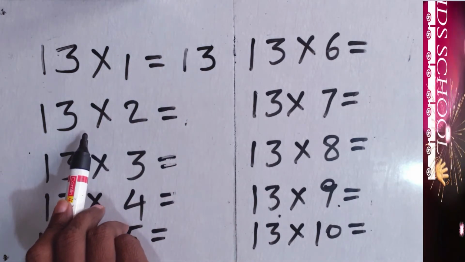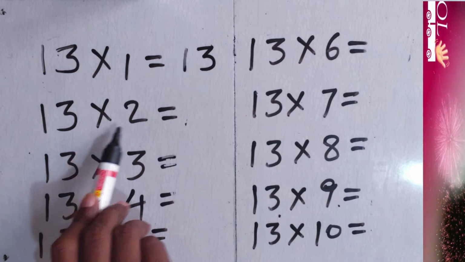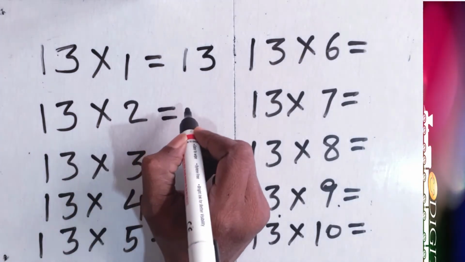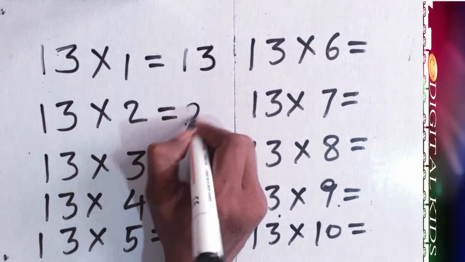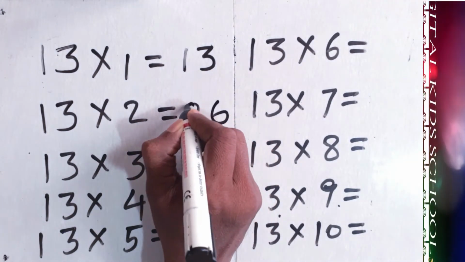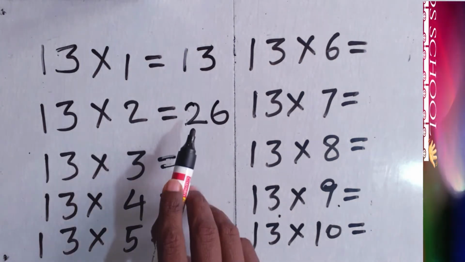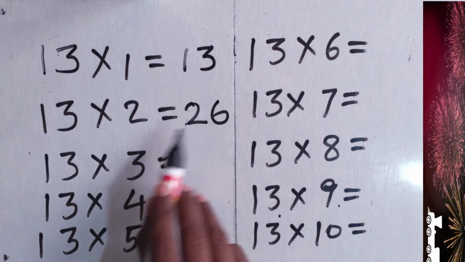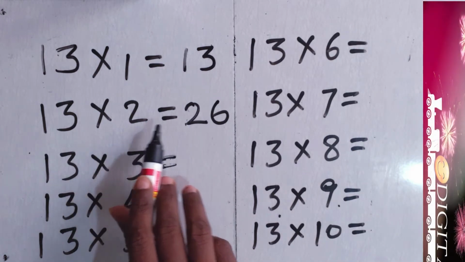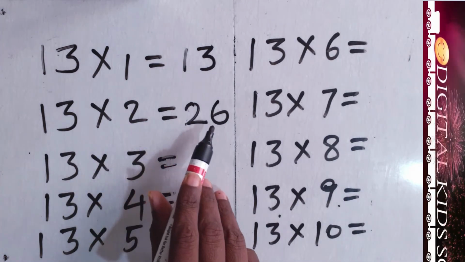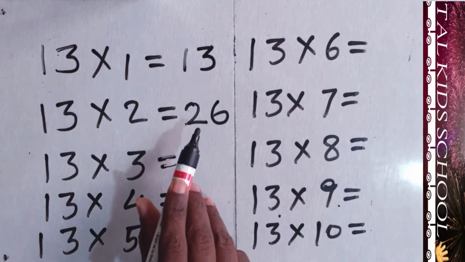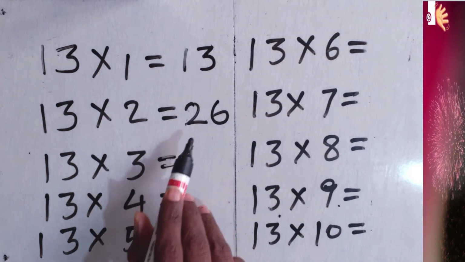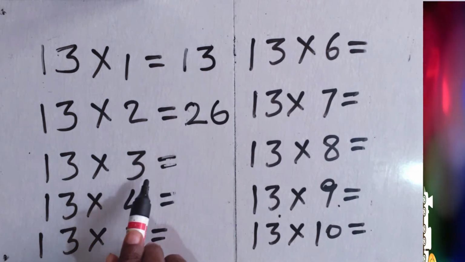Now tell me the answer. What is 13 into 2? Write the answer here. 13 into 2 is equal to 26. 13 multiplied by 2 is equal to 26. 13 2 ja 26.